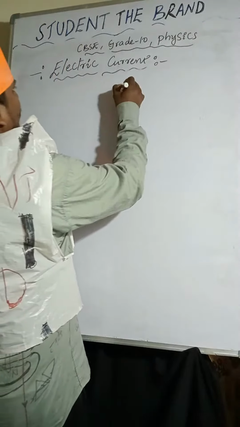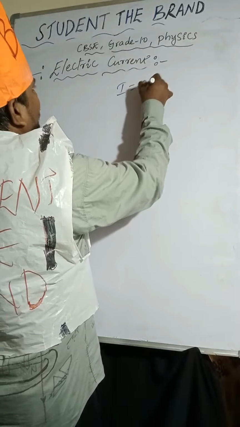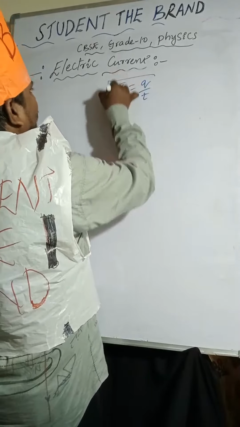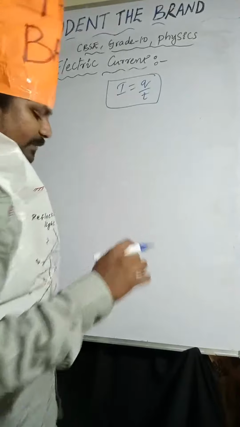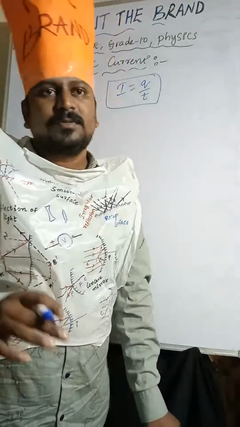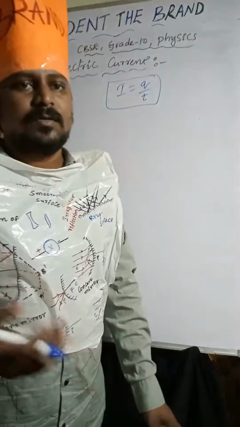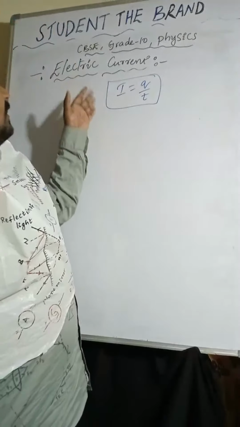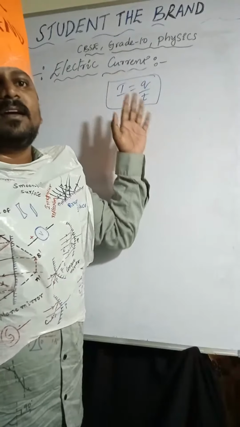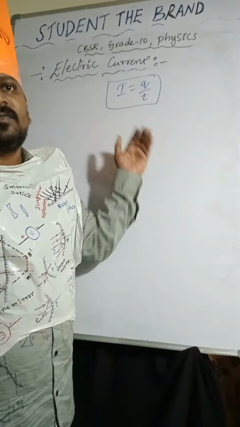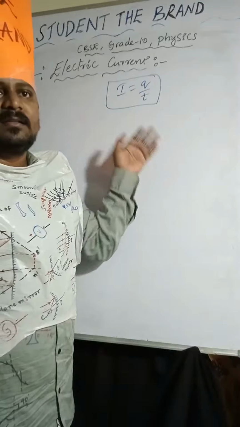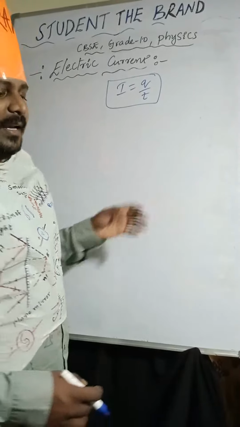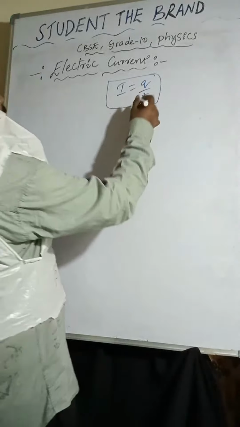So electric current I equals Q by T. Based on this, we will discuss how they will give problems and how to do them. Electric current is nothing but the rate of flow of charge. The rate of flow of charge is called electric current. So I equals Q by T.